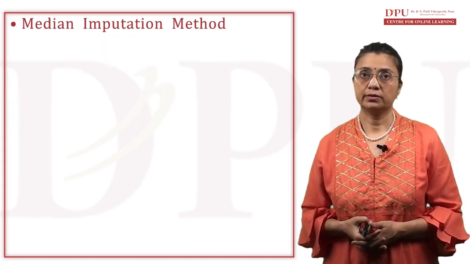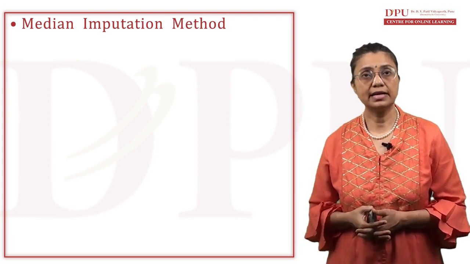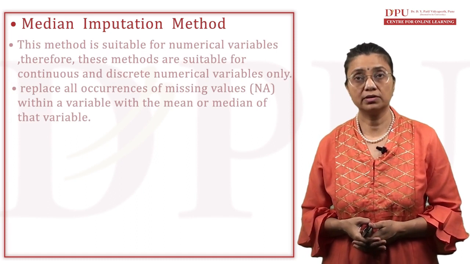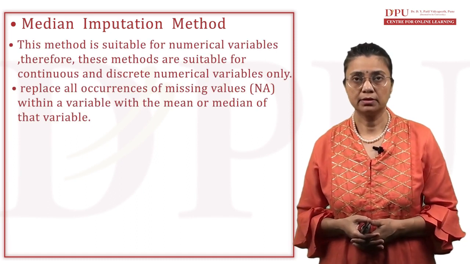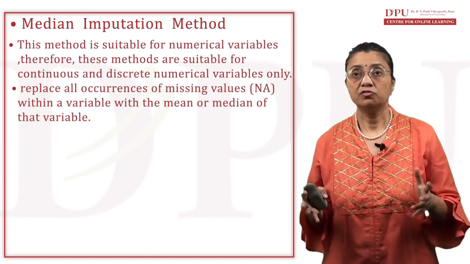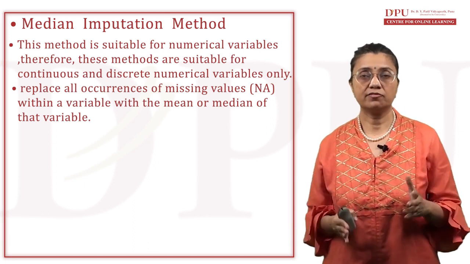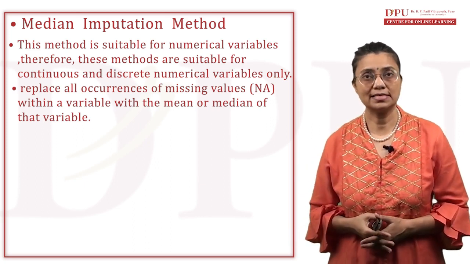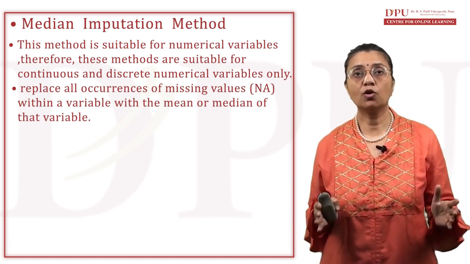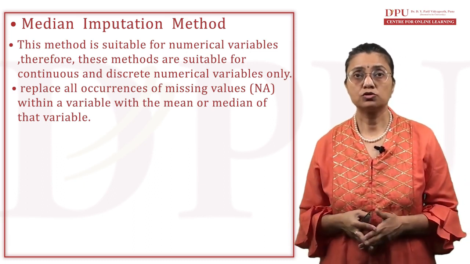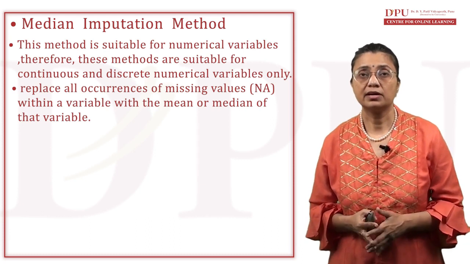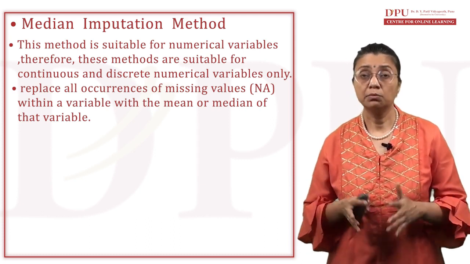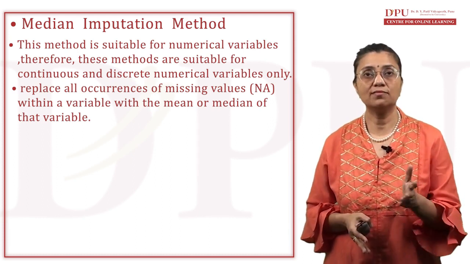Median imputation method. Now, after understanding factor analysis, there is something called the median imputation method, which is also very simple. What does median mean? We all know that if we arrange the data from the lowest to the highest value, the middle value is called the median. It is the mid value of the arranged values. So suppose there are 10 numbers ranging from 1 to 10. In that case, the median would be 5.5 because it is the average of 5 and 6.